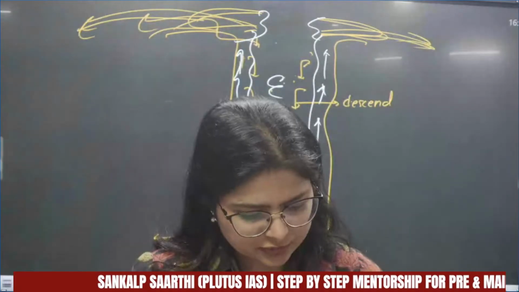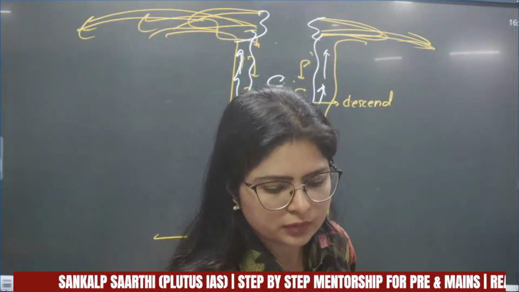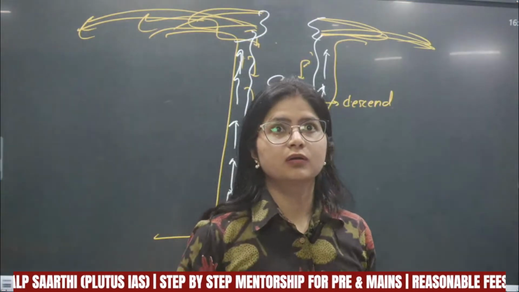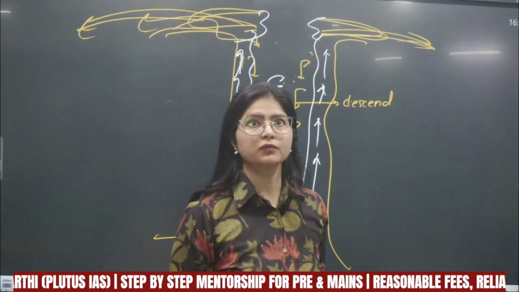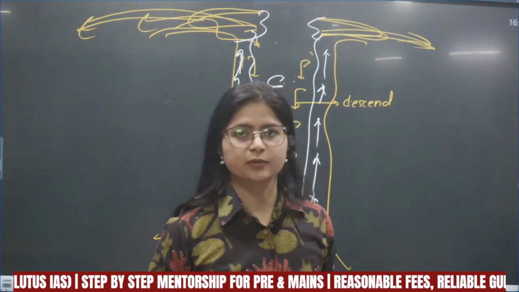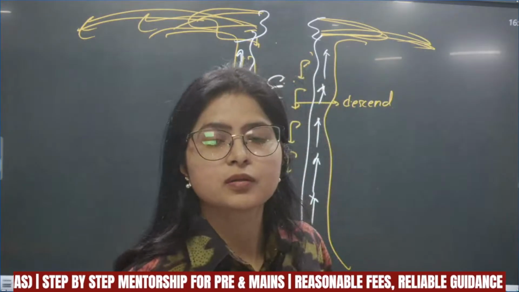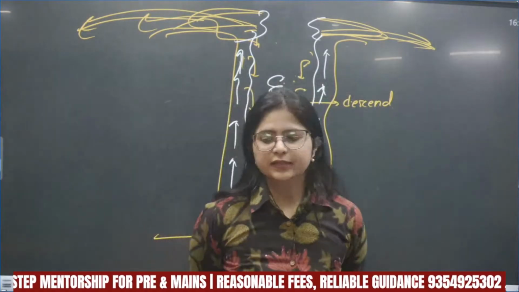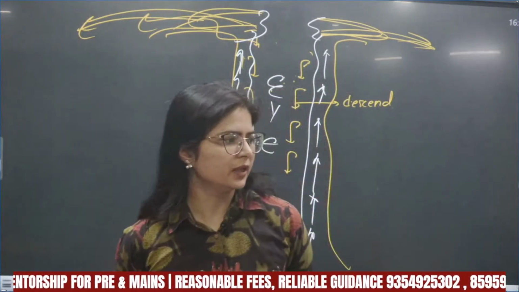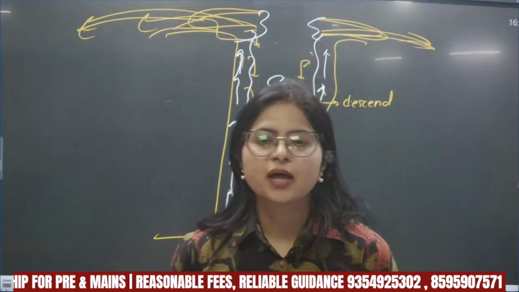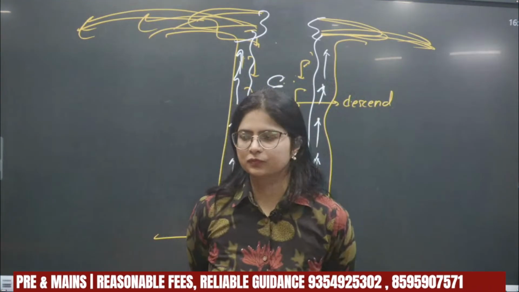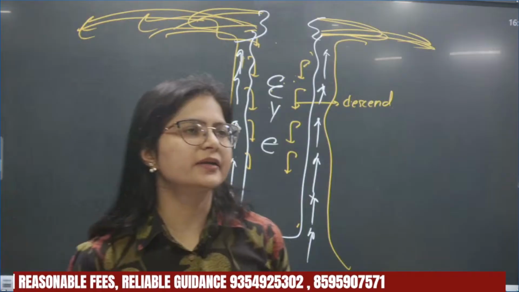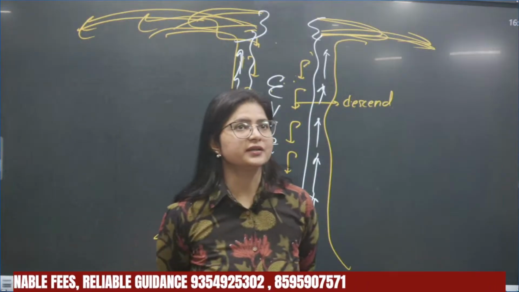Write down conditions for the formation of tropical cyclones. They develop in the warm sea, having a temperature of 27 degrees Celsius.